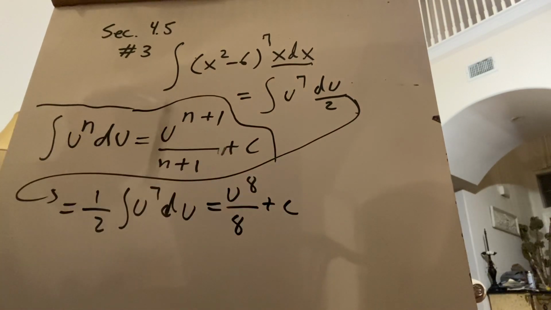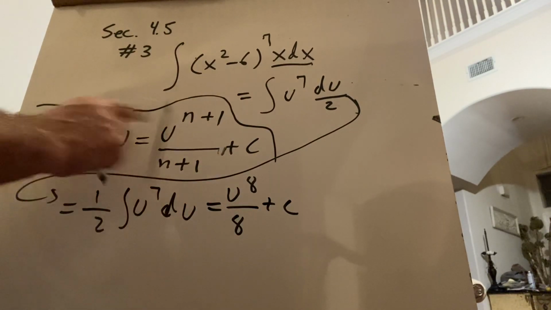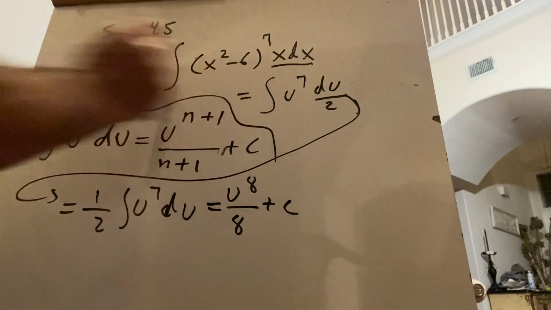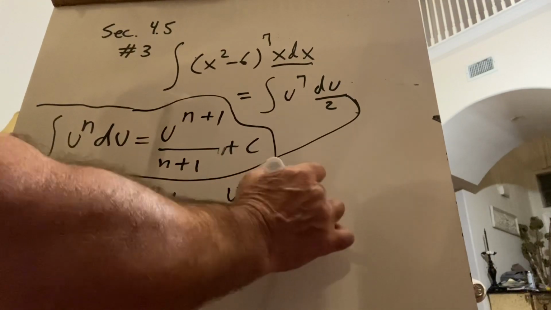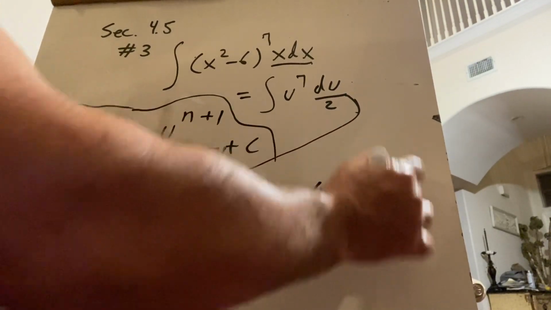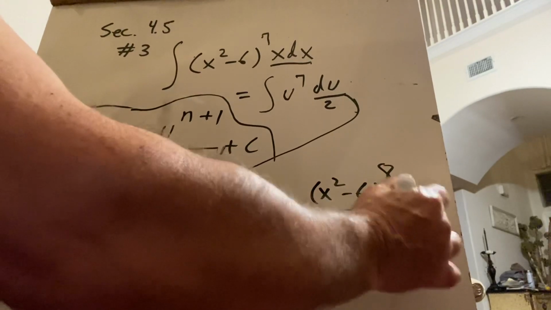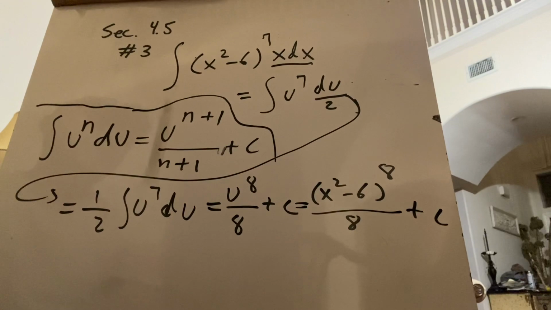The only thing left to do is, of course, we always have to go back to the original variable. Remember, we created the u, which was the function x squared minus 6, so we have to go back and put that in place of it. So the final answer is going to be x squared minus 6 raised to the 8th power over 8, plus c. Okay, so there is your integration by substitution technique in this case.